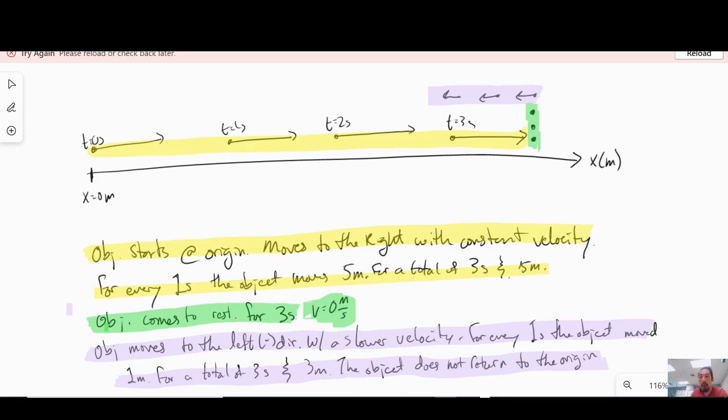Now, if I were to tie this all together again, we could also include the different kinds of graphs. For example, we could do a position versus time graph, and that's what you're going to be seeing in your worksheets and your practice.